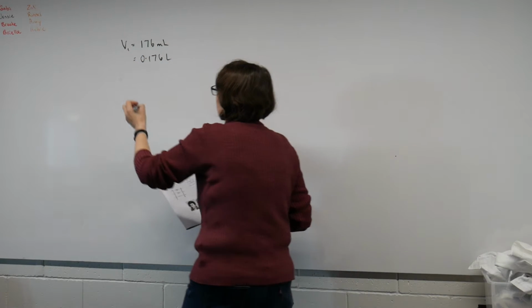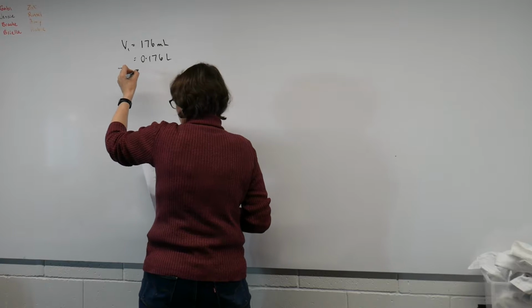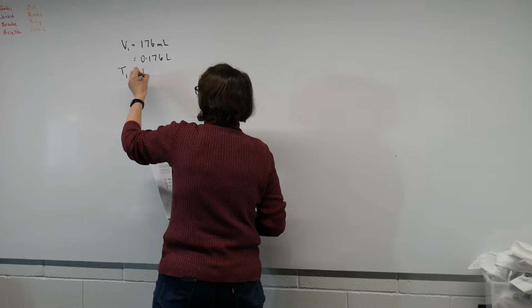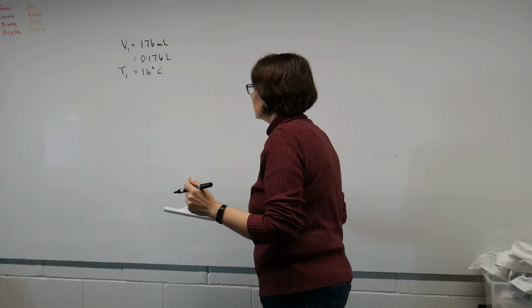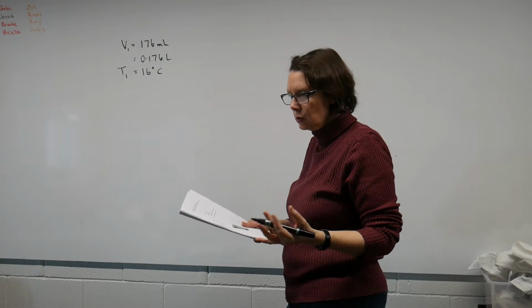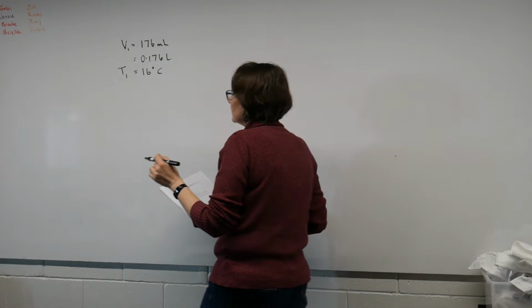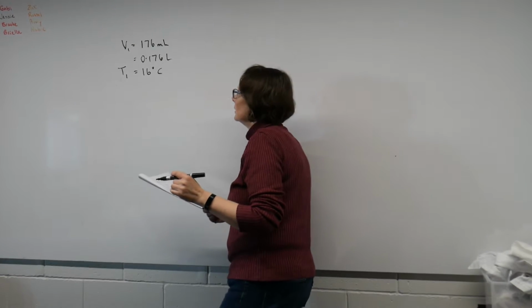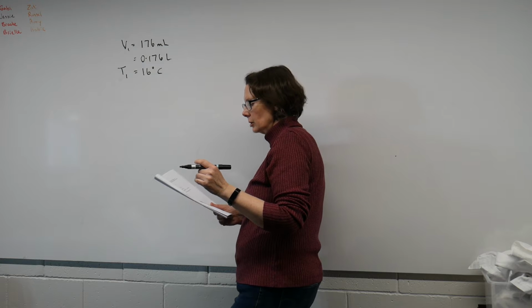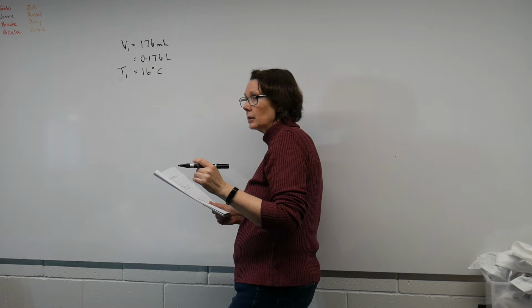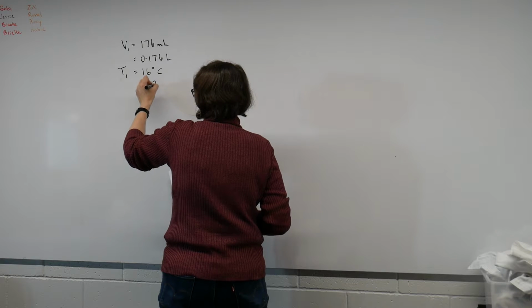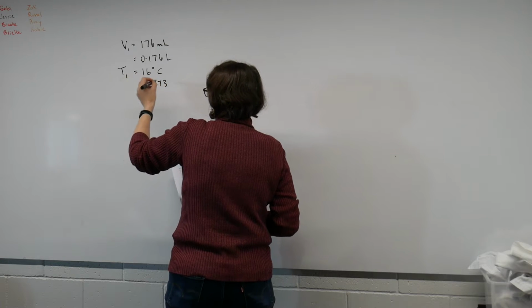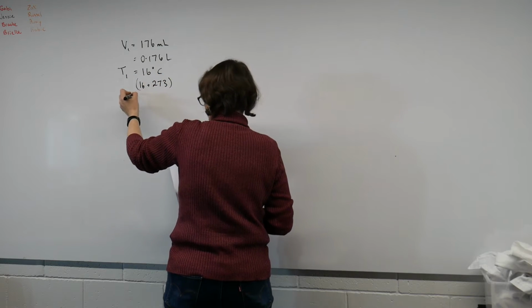The temperature is 16 degrees Celsius. Again, another red flag for our gas calculations. We need to convert that into Kelvin. And if you look on your formula sheets, you can see that 0 degrees Celsius is 273 Kelvin. And so we need to add 273 to find out our temperature in Kelvin.